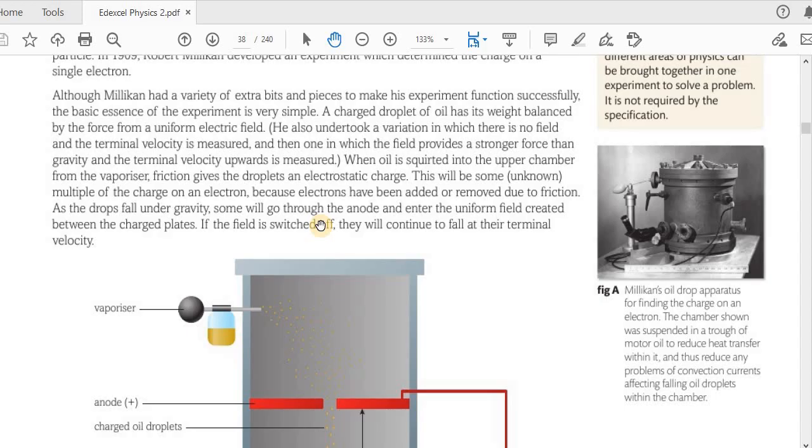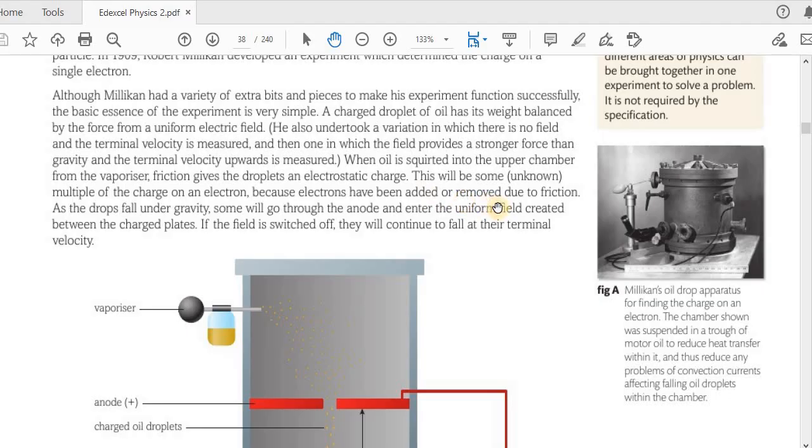Here what's happening is, we can say the electrons are added by the air molecules rubbing on the oil drops. Electrons are transferred from the air molecules to the oil drop. So now there are additional electrons, so more negative charges than positive charges, so there will be a net negative charge.